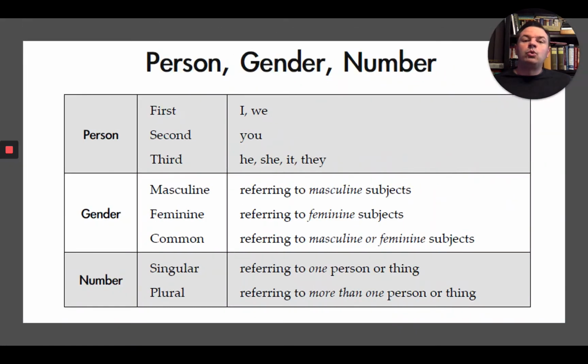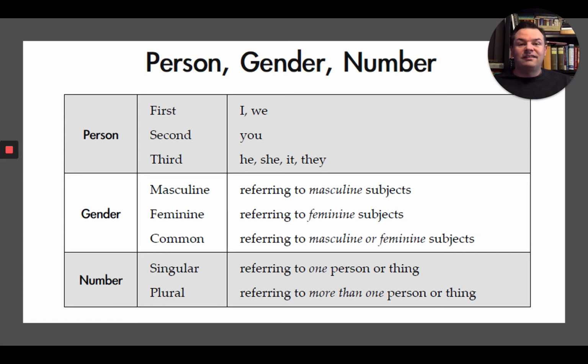So that is what a root is going to look like in a word, and we're going to see different roots even in the vocabulary this week. We've already talked about this idea of person, gender, and number. So when we talk about verbs, we're going to say it's a third common singular, so a third person, common, singular verb. Or we might say that it's a third masculine plural, or a third feminine singular, or something along those lines. So the first, second, and third is referring to person: I, we, right? You for second person; he, she, it, they for third person.